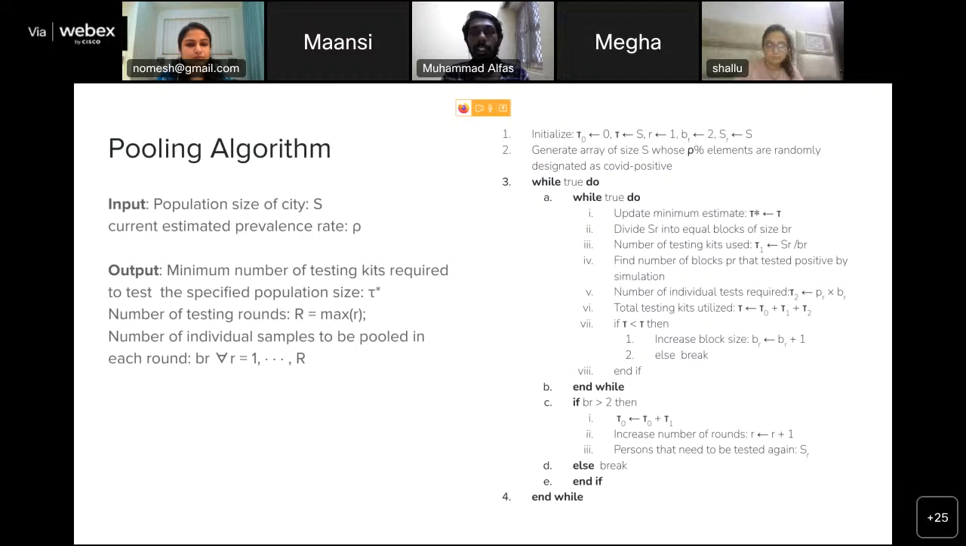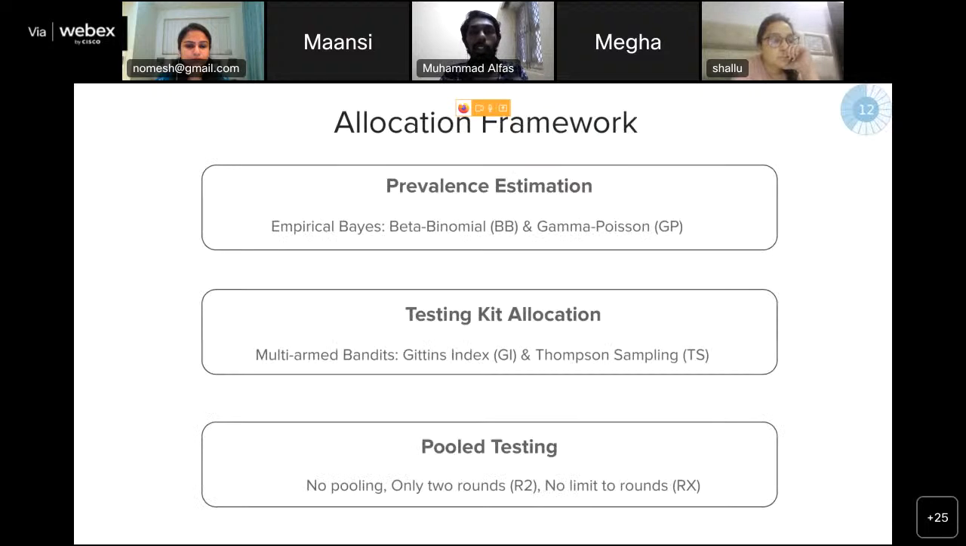Here we start with 2-round testing, where the first round has group size 2 and the second round is individual level testing. We increase the group size until we reach a point where increasing it is not beneficial. At that point we increase the number of testing rounds, and we repeat the process until we reach the optimal number of rounds and optimal group size for each round. This is the pooling algorithm we follow, and this is the overview of the allocation framework.